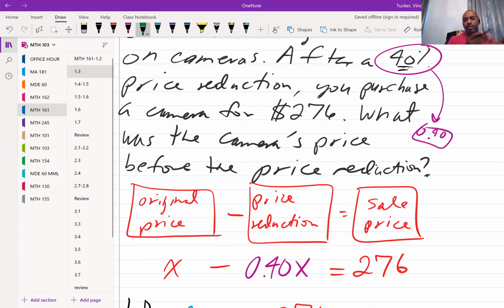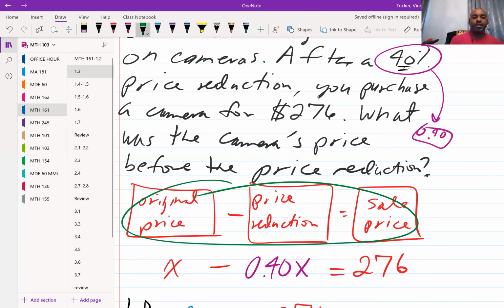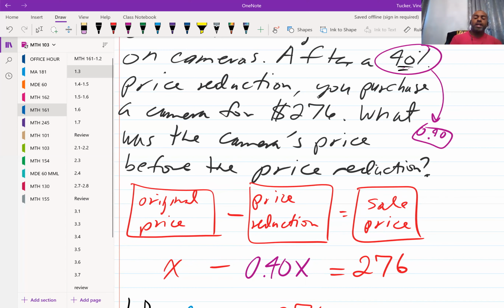That only happens if you're just calculating percentages. Percentages never stand alone. You're always doing a percentage of something, and "of" mathematically means multiplication. So nothing existed, when you look at this process right here, except the original price. You can't do the price reduction of the sale price, because the price reduction can't stand alone. So you had to take 40% of the original price. So that's why we have 0.40 times X.